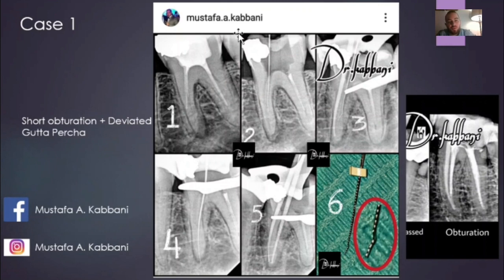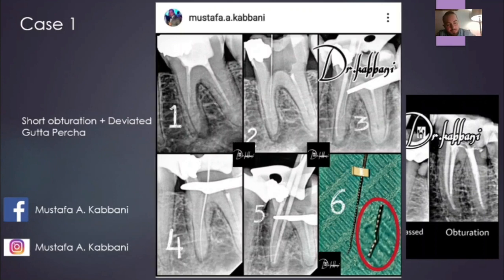So I told him, okay, let's go to the clinic. I opened the clinic and then I started my checkup. This tooth was very tender on percussion. I took an x-ray and I saw this. So just before starting the case, I knew that I was going to encounter a ledge that I had to bypass. I knew this because we already have a short obturation, a short root filling from the previous endodontic treatment. And we can see the gutta percha is deviating from the original path of the canal.